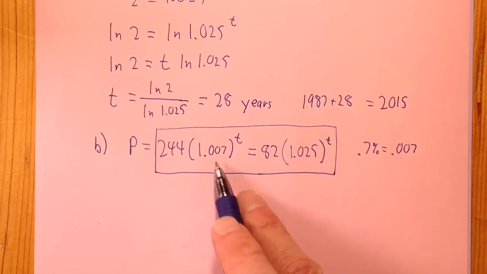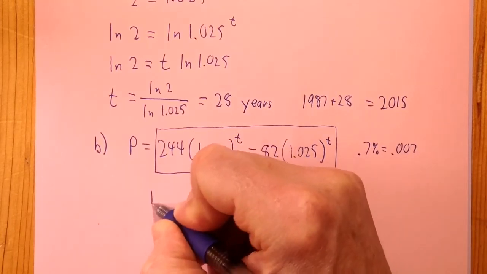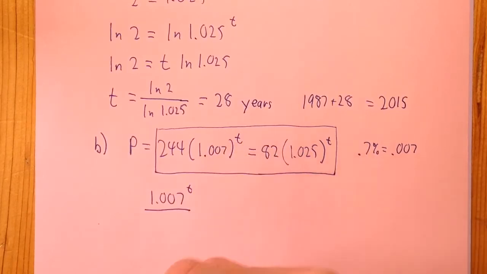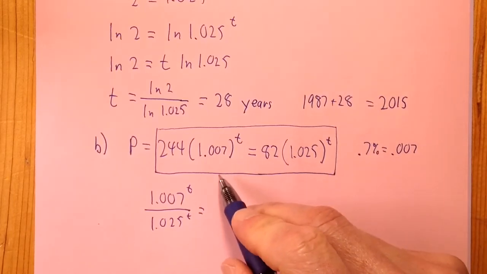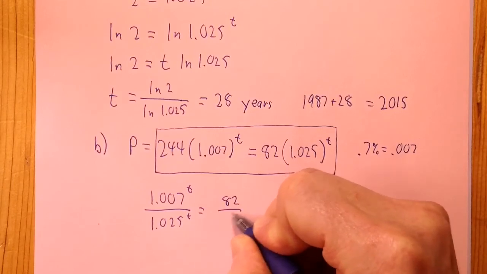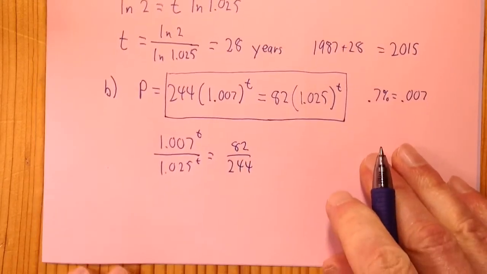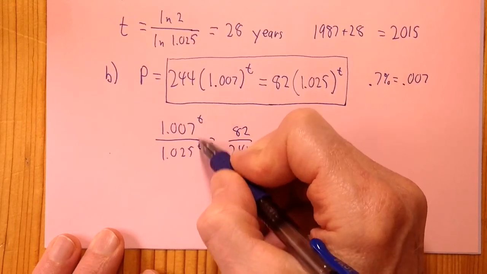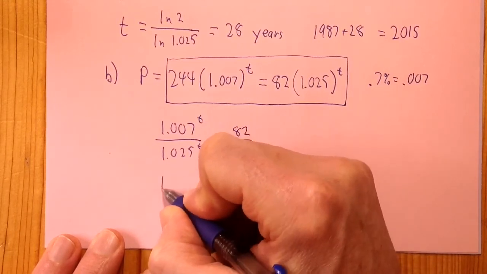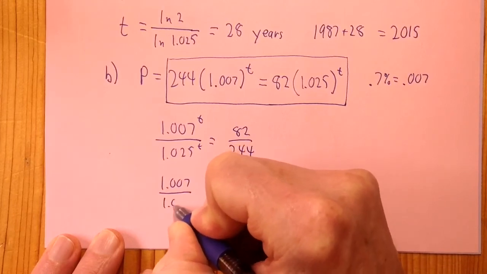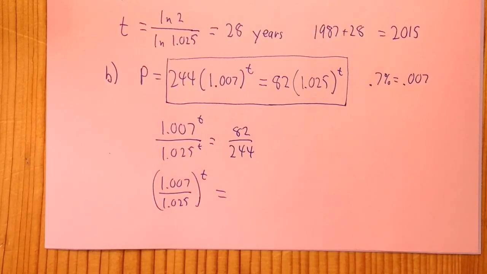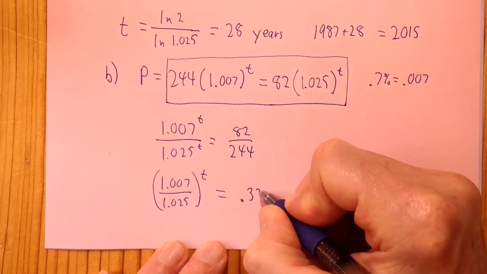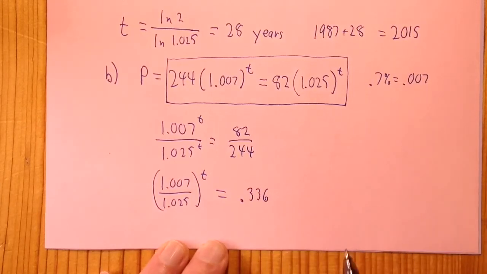Okay, let's get all the t's on one side and the other numbers on the other side. So I have 1.007 to the t divided by 1.025 to the t equals, let's see, put the 244 over here, 82 divided by 244. Since they're both raised to the t power, we can write it like 1.007 over 1.025 to the t equals, and I'm just going to do that math now, 82 divided by 244. I get 0.336, so 0.336 is probably good enough.